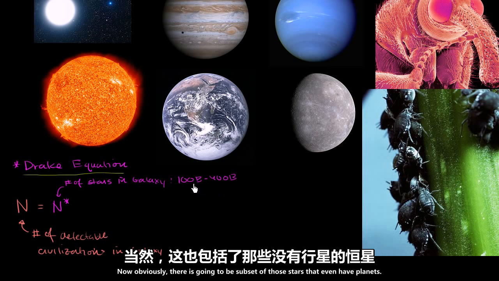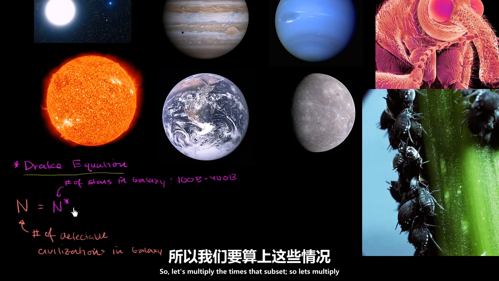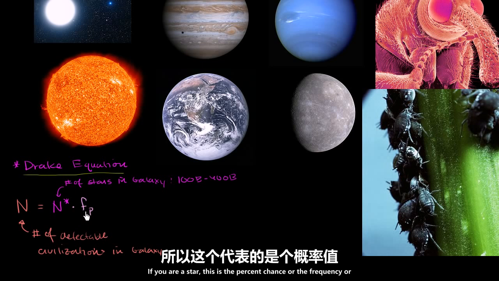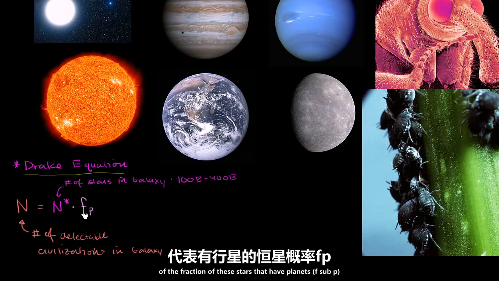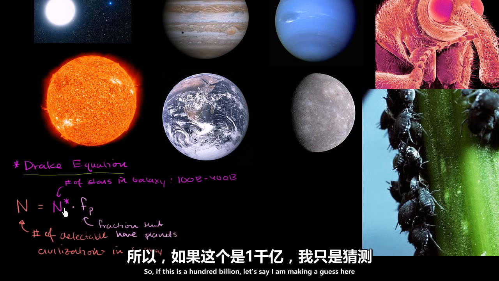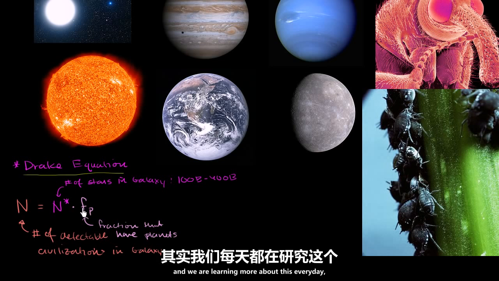Now, obviously, it's going to be a subset of those stars that even have planets. So let's multiply it times that subset. So let's multiply it times the frequency of having a planet. If you're a star, this is the percent chance, or the frequency, or the fraction of these stars that have planets. So I'll write it this way: fraction that have planets. So if this is 100 billion, and that, let's say, I'm making a guess here, and we're learning more about this every day.